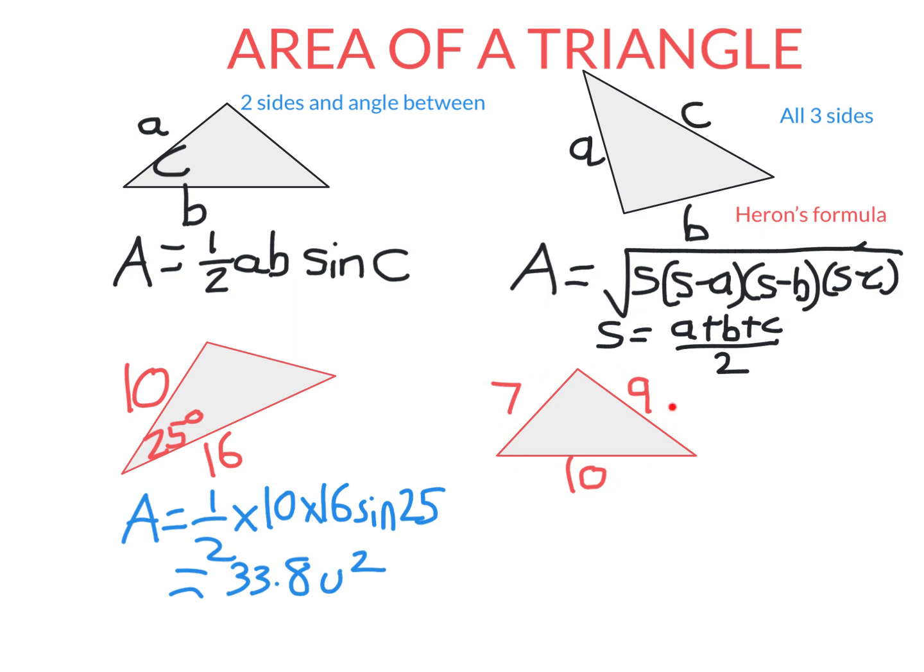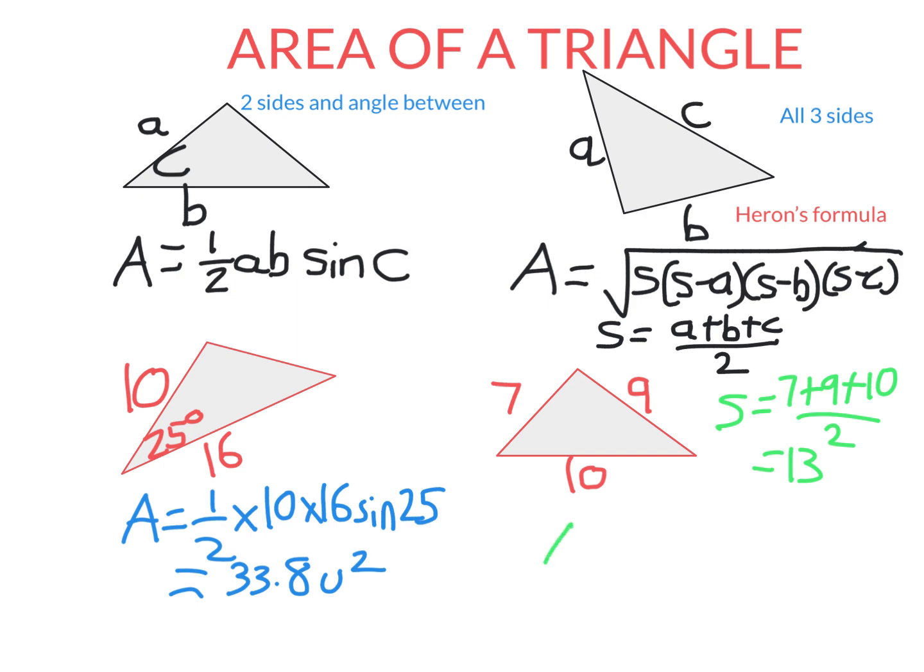So let's find the area of this triangle. Now we can use Pythagoras twice to find the perpendicular height, but it's pretty complicated. Instead, if you are given all three sides of a triangle, you can use Heron's formula. So when you're using Heron's formula, you first need to calculate s, the semi-perimeter. So it's just all of the sides added up, so in this case 7 plus 9 plus 10, divided by 2. So in this case, the semi-perimeter is 13.